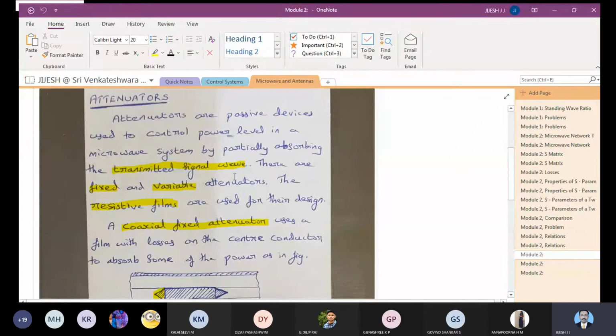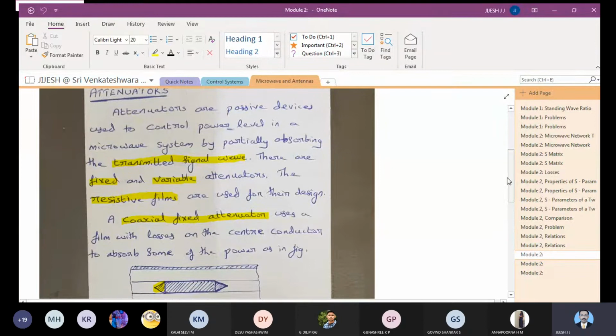And the main film which takes care is the resistive film, which will be designed based on the requirement of the user. If the resistive film is placed in the transmission line, as and when your requirement is there, you can block the signal, or you can make partial flow of the signal, or you can make the signal get absorbed as per your requirement. All these things are possible with the help of fixed and variable attenuators. So this is what we discussed about attenuators till now.